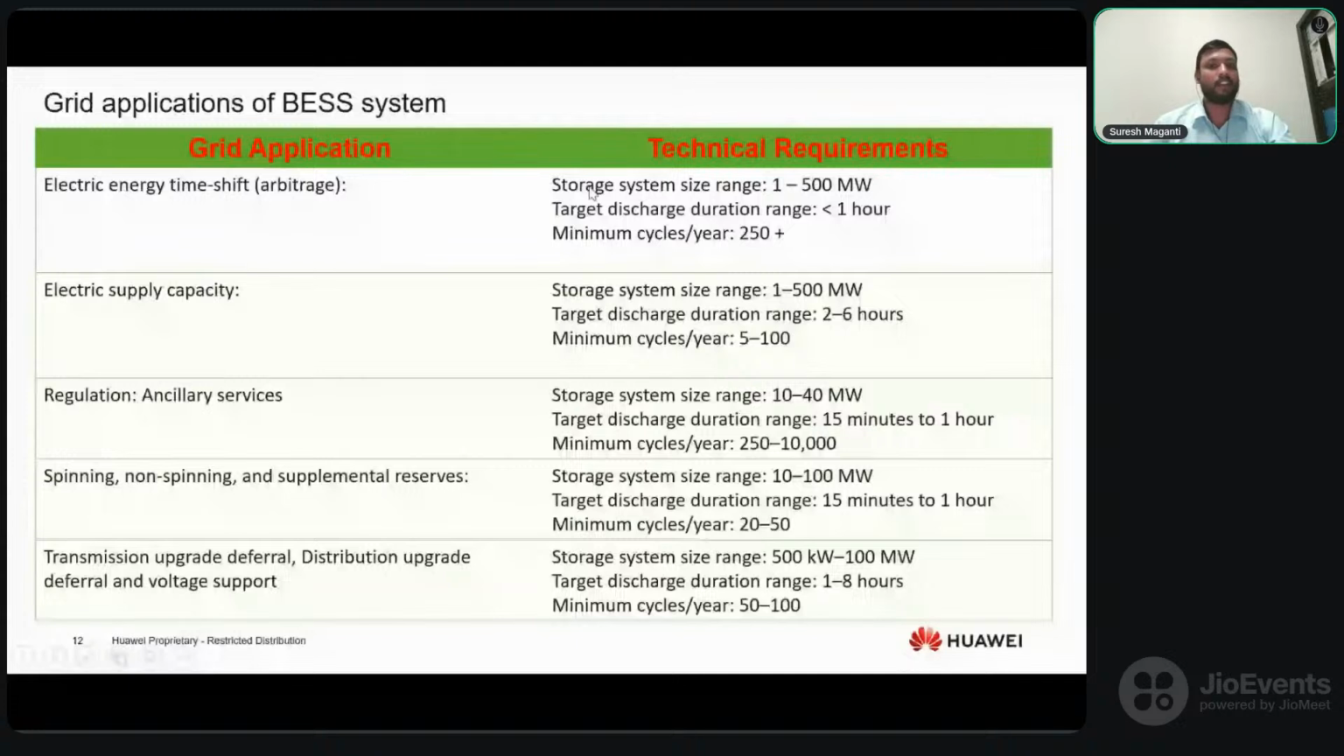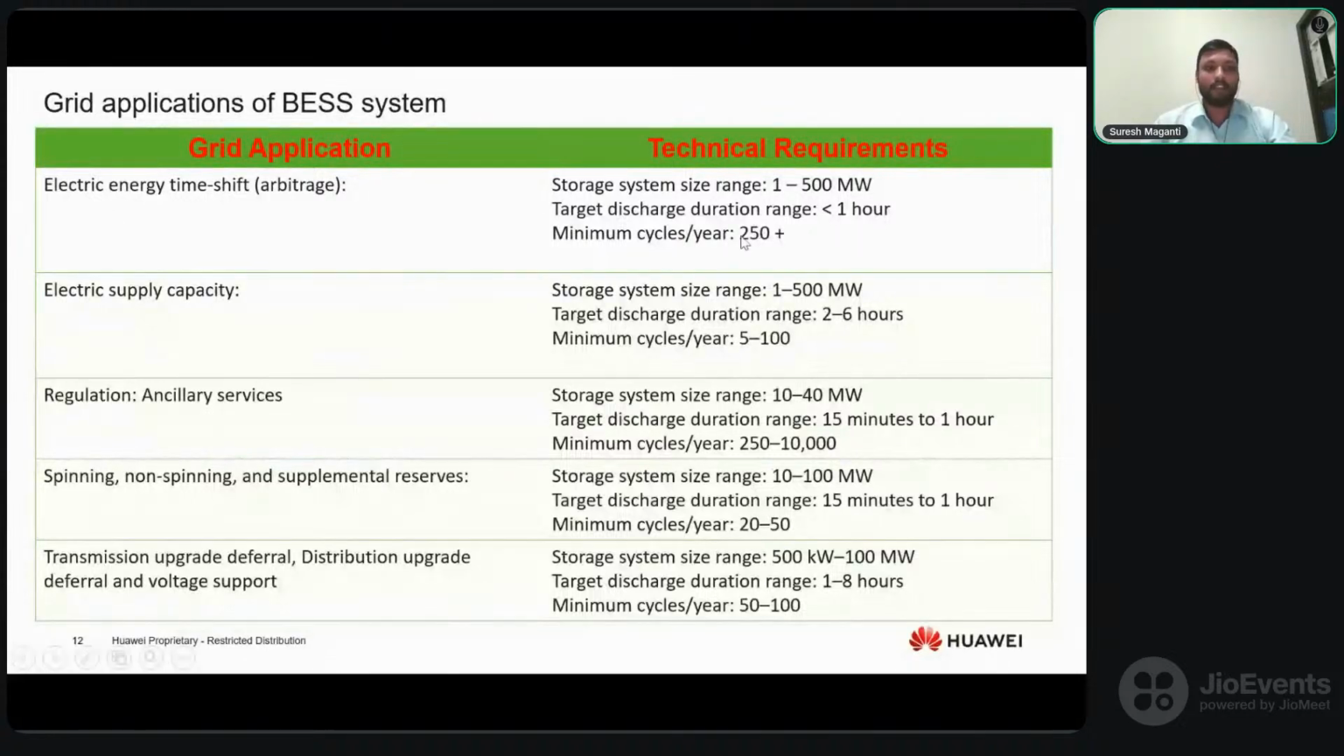The range of this battery energy storage may be 1 to 500 megawatt, and it requires 1 hour, sometimes maybe a discharging of 5 hours. It depends on the design. So it accounts for around 250 plus cycles per year. The cycle means one charging and one discharging.